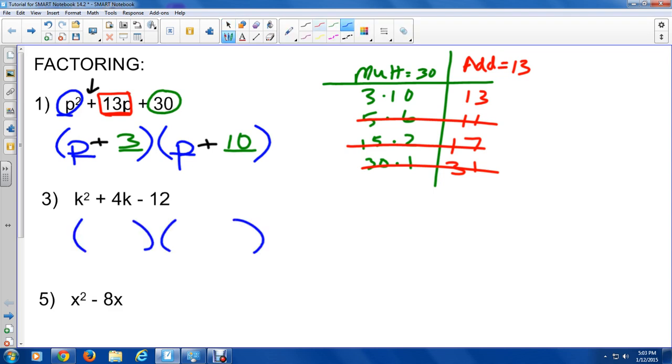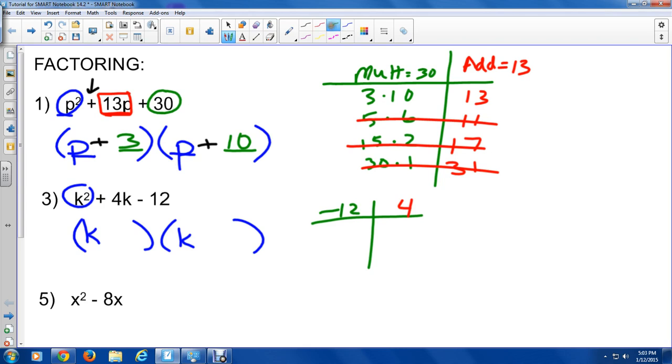Start with my two parentheses. I have a k squared at the beginning. Notice there's a 1 in front of the k squared. K times k gives me 1k squared. I need two numbers that multiply to get a negative 12 and add to get 4. So if you want to make a little chart over here, negative 12, that's multiplying. Add, this time, to get a 4.